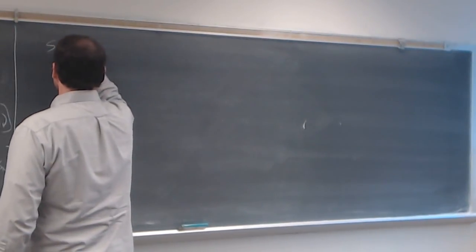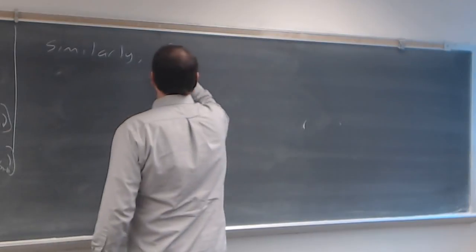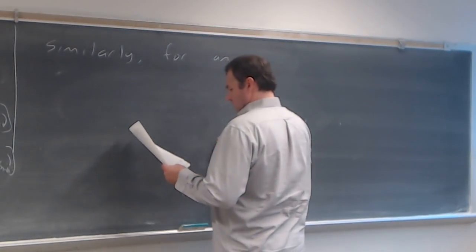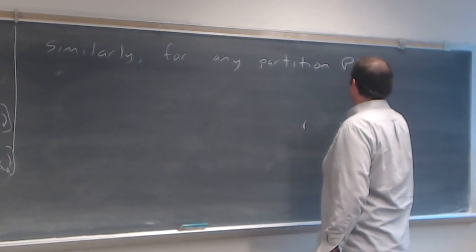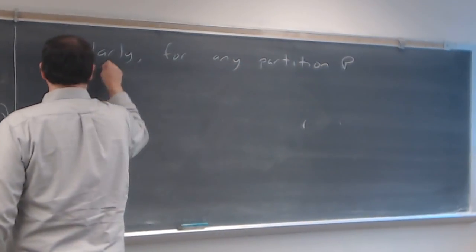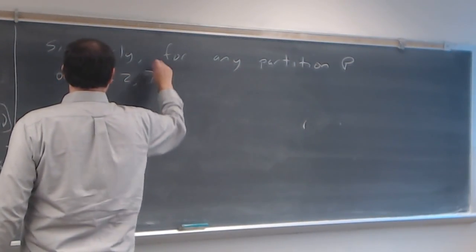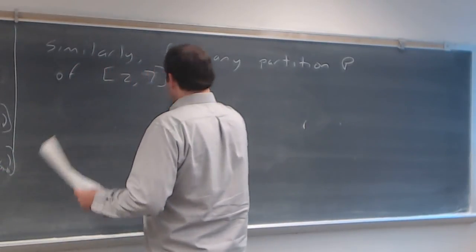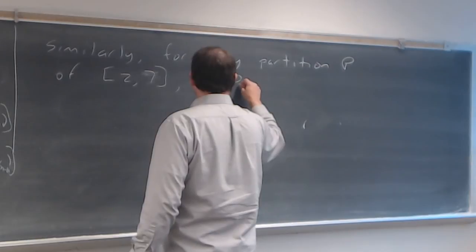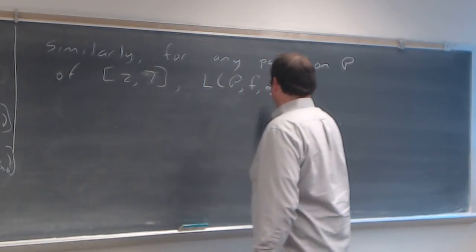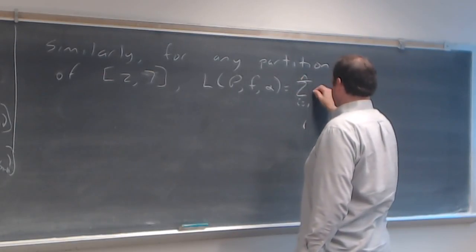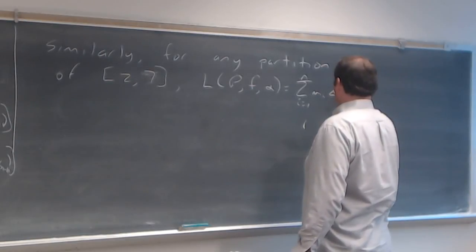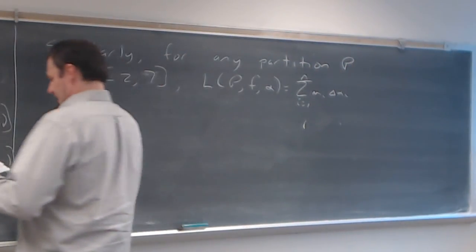Okay. Well, similarly, for any partition P of [2, 7], the lower Riemann-Stieltjes sum with that partition, f, and alpha will be equal to the sum as i runs from 1 to n of the little m sub i times delta alpha sub i. It's going to be the same thing. It's going to be 135.